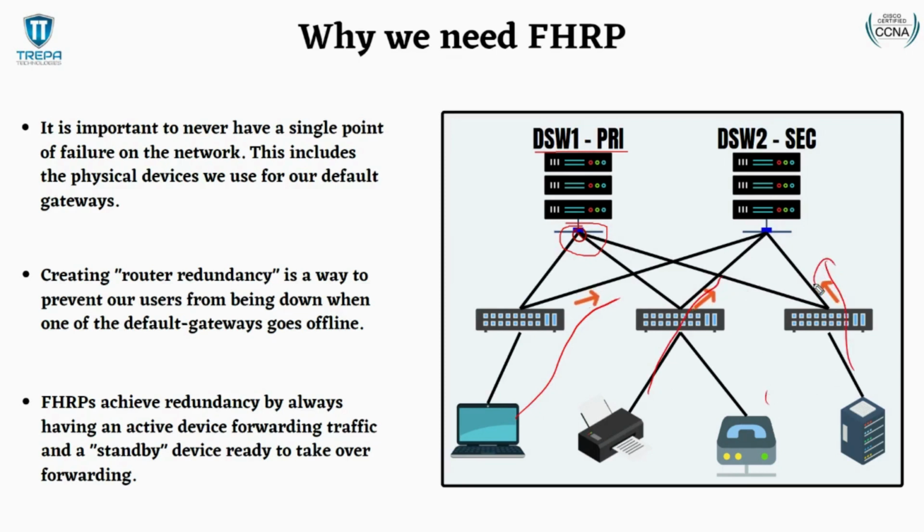And this is made possible by first hop redundancy protocols, where these two devices may be speaking to each other, knowing, or they send hello packets to each other saying, hey, I went down, you take over routing, right? So creating router redundancy is a way to prevent our users from being down when one of the default gateways goes offline. Again, we achieve this redundancy by always having what we call an active or a primary device forwarding traffic actually on the wire, and then one device on standby or a backup that's ready to take over if the primary fails. And you see I'm using this language primary and secondary because the protocols have their own ways to describe primary and secondary, like we talked about in the last slide.